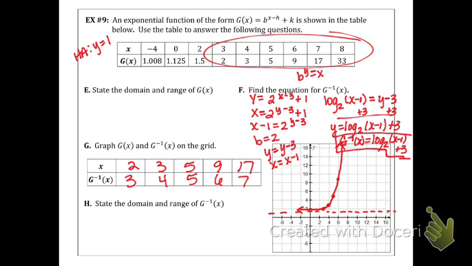Then for the inverse, but remember that means there's that vertical asymptote now at x equals 1. 2, 3, 3, 4, 5, 5, 9, 6, and 17, 7.